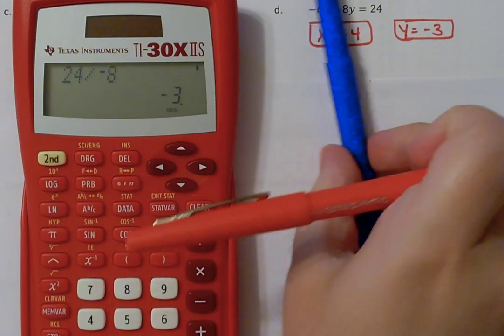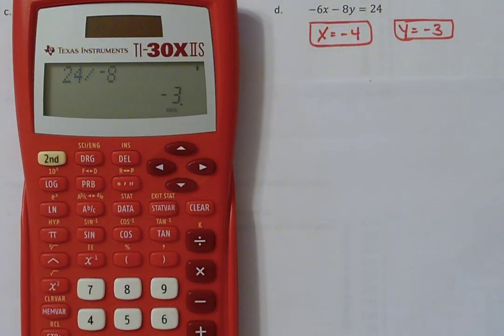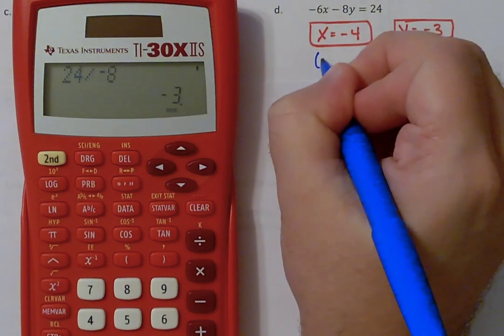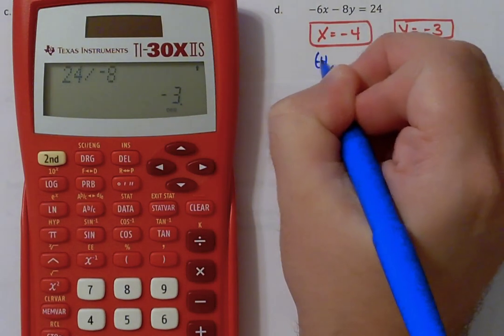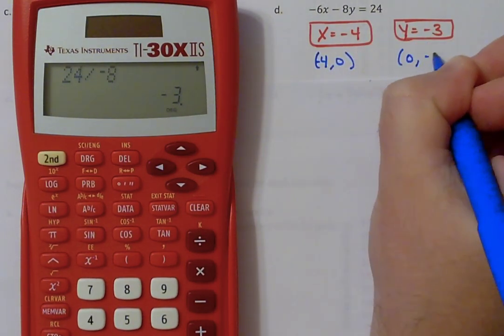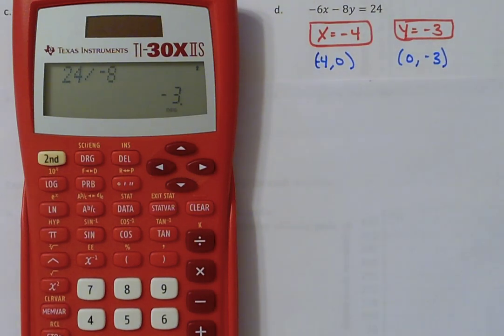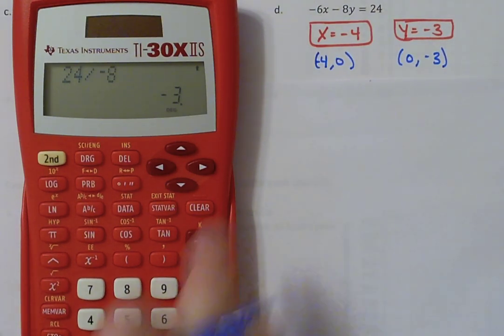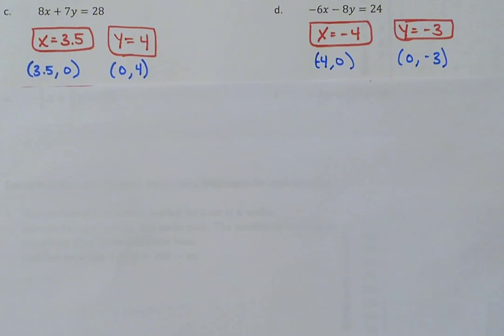So my x-intercept is negative 4. My y-intercept is negative 3. If I wrote these out in coordinate form, it would be negative 4, 0, and then 0, negative 3. And that is how you find your x and y intercepts for part D.